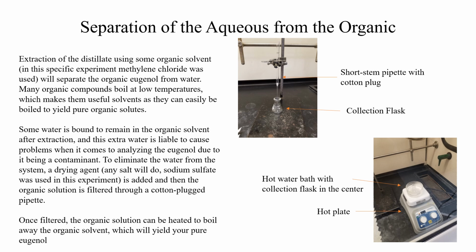Now we can actually boil away our organic solution to get pure eugenol. So we set up a hot water bath. I'll put it on a hot plate, heat up the water, and then we put our collection flask directly in the center of our hot water bath. Wait a few minutes, let all of the organic solvent evaporate, and then you should be left with pure eugenol.